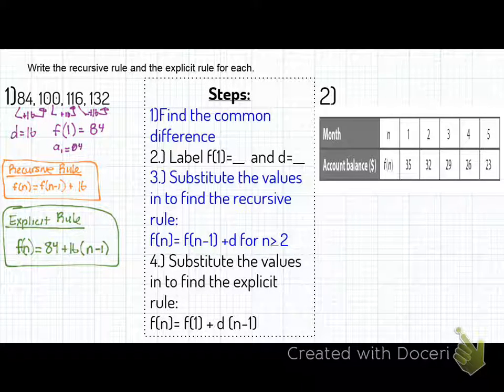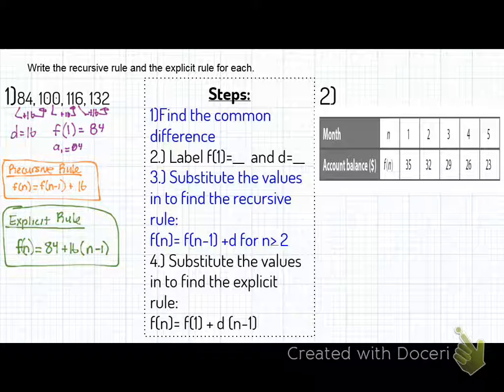What's 5 minus 1? 4. What's 16 times 4? 64. 64 plus 84 is 148. Same answer, right? So that's number 1. Let me do this one more time really quickly on number 2.